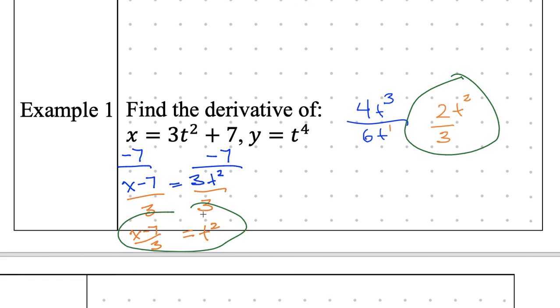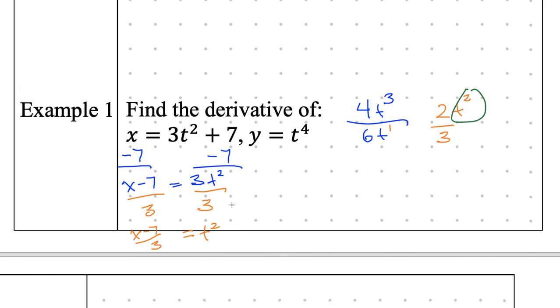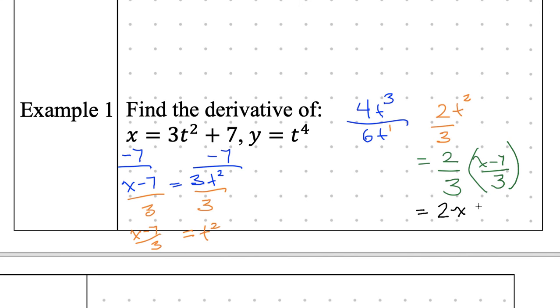Yes, James. They both have t squared, which means this t squared is this t squared. This t squared is x minus 7 over 3. So which one's the answer? So the answer, I do 2/3 still, and that t squared is no longer t squared, it's x minus 7 over 3. So our full answer, the one that we do actually box, is this: 2x minus 14, all over 9.